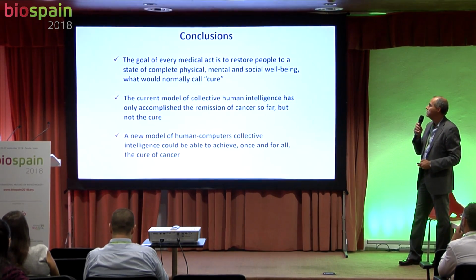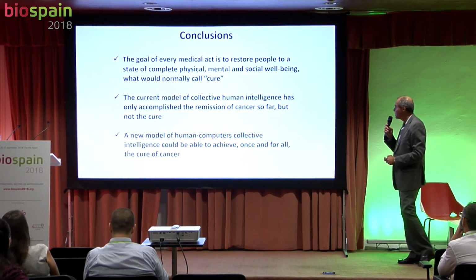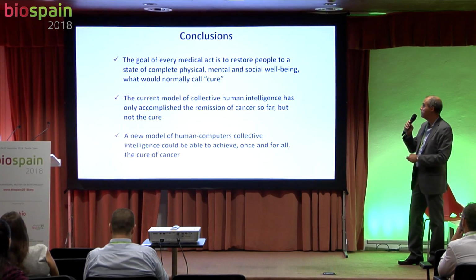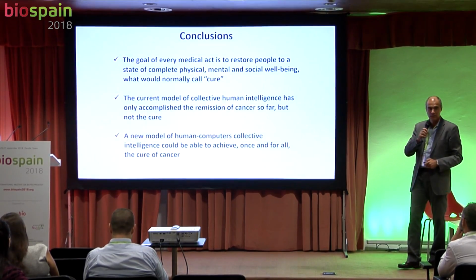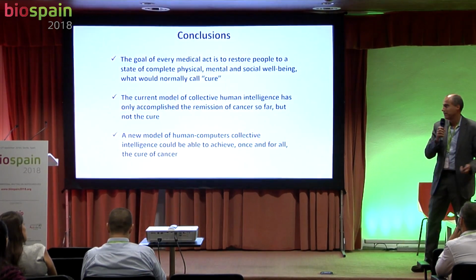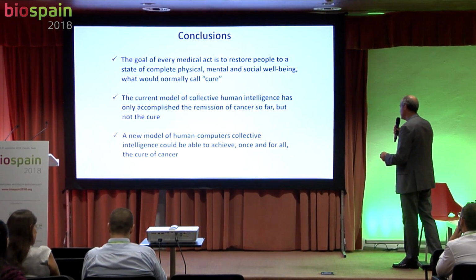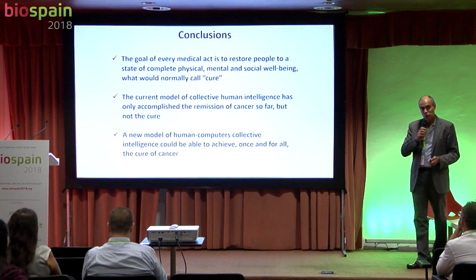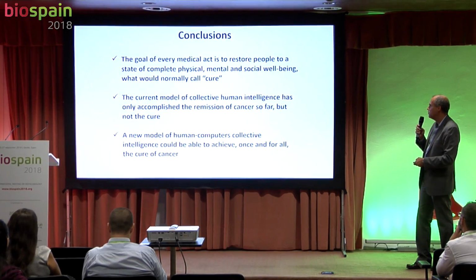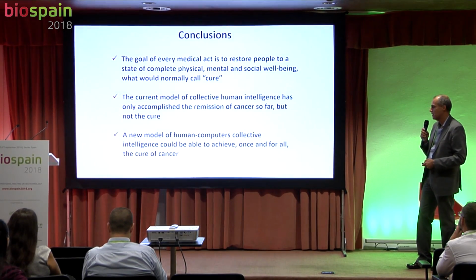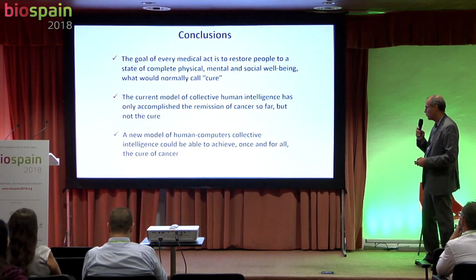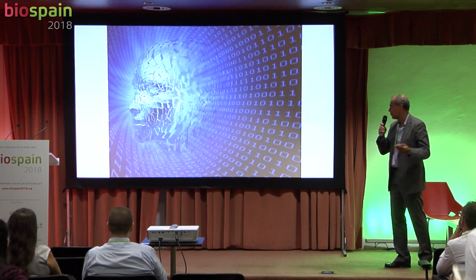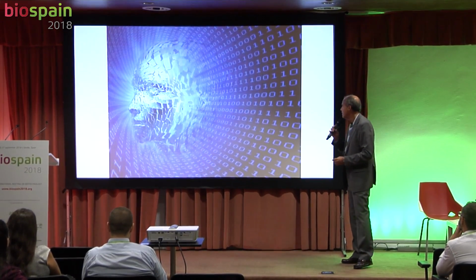So to conclude this talk, what I'm going to state is that the goal of every medical act is to restore people to a state of complete physical, mental, and social well-being. What we normally call to cure somebody. And the current model of collective human intelligence has only accomplished the remission of cancer so far, but not the cure. And I'm sure and I hope that this new model of human and computer collective intelligence working together will be able to achieve once and for all this objective of curing our cancer patients. And well, that's all I had to say about this. So thank you so much.